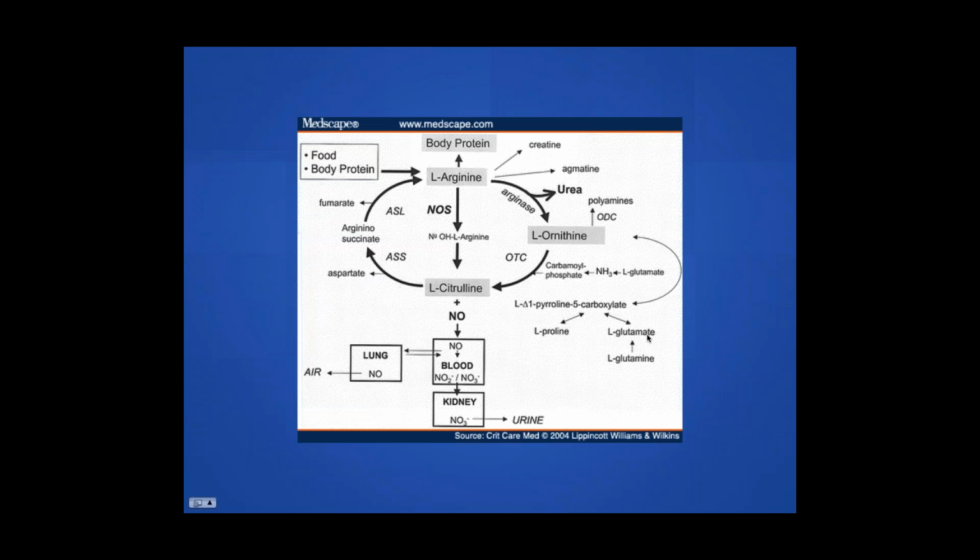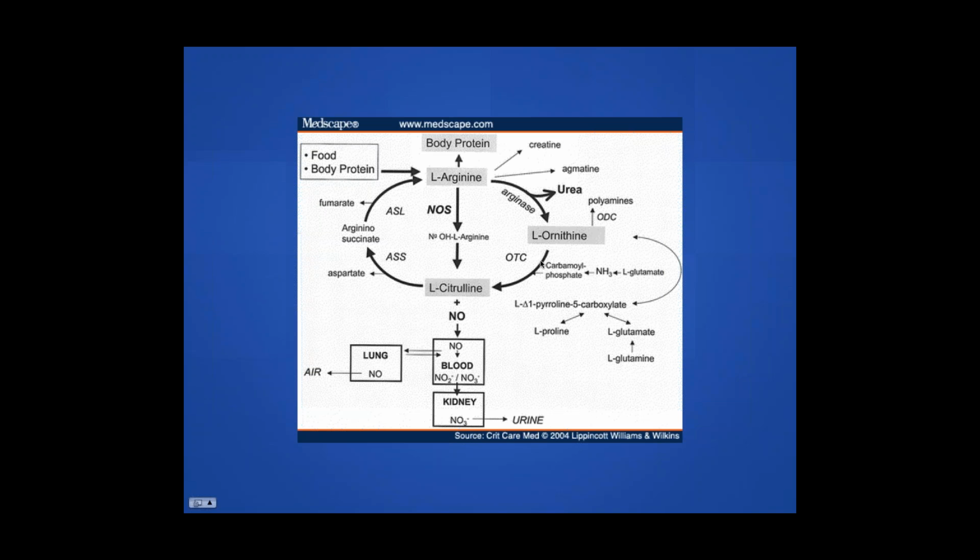So here's just a little breakdown of the nitric oxide pathway. We're looking at where does nitric oxide come from. If you start on the left-hand side there, we have food and body proteins that create arginine, and that goes down through this pathway through ornithine. In the process, we can create creatine, agmatine, and urea, which is a waste product right here.